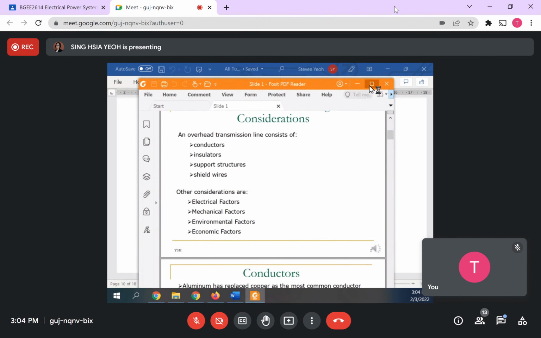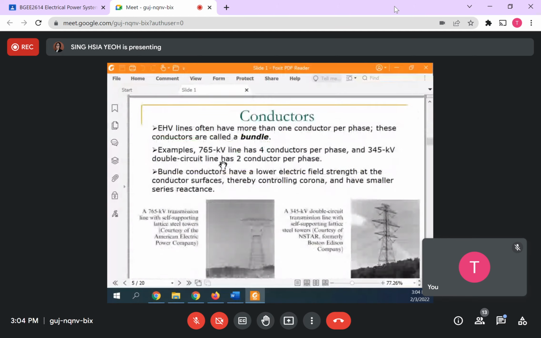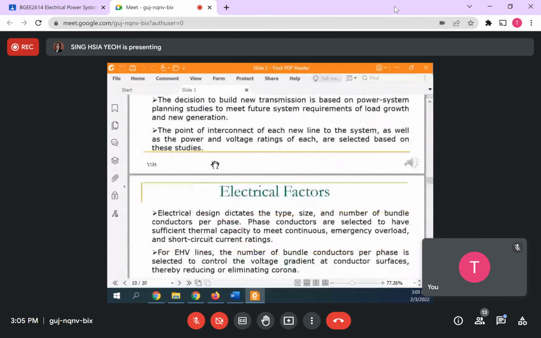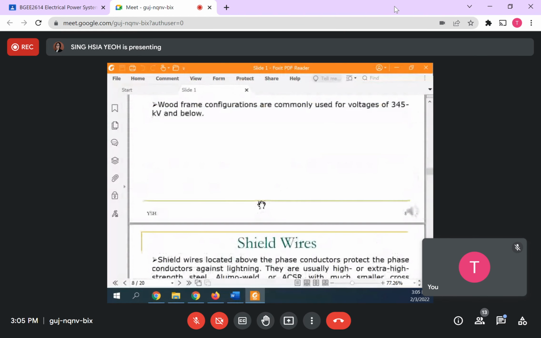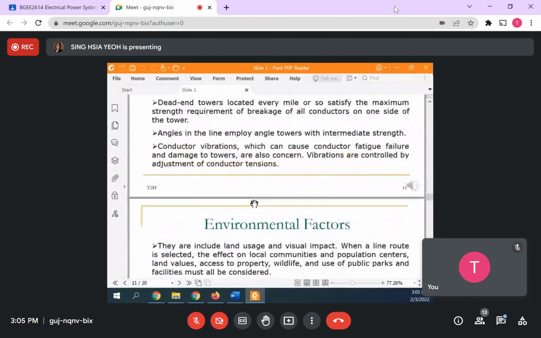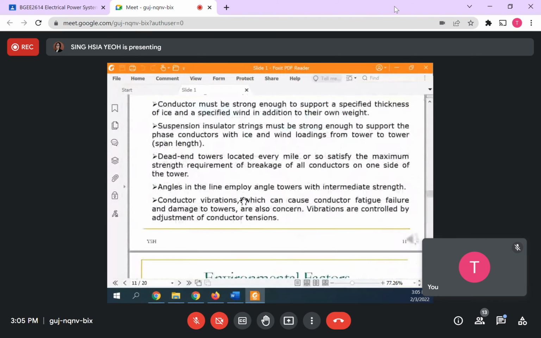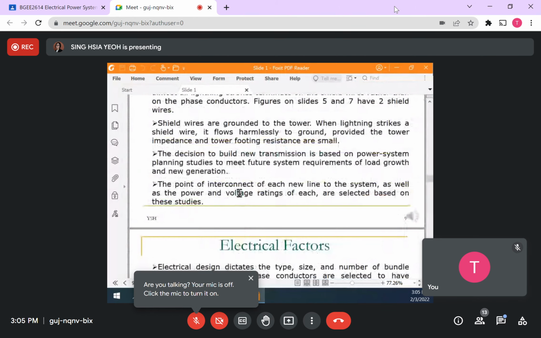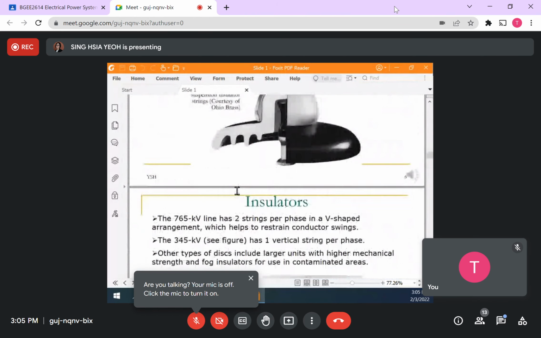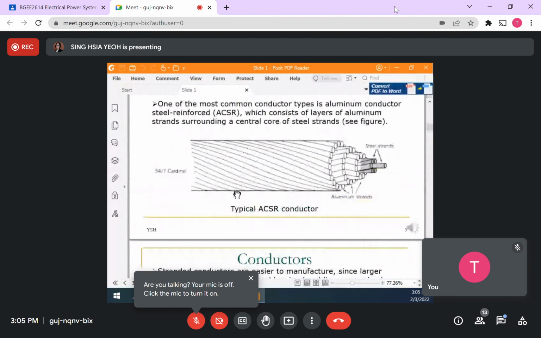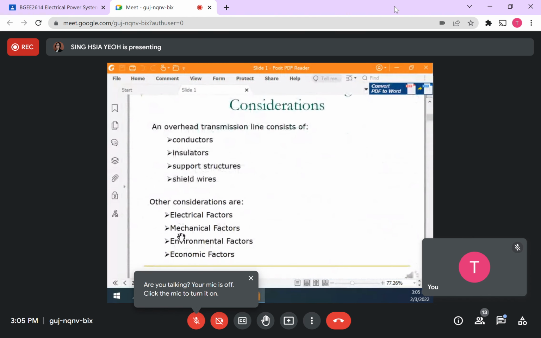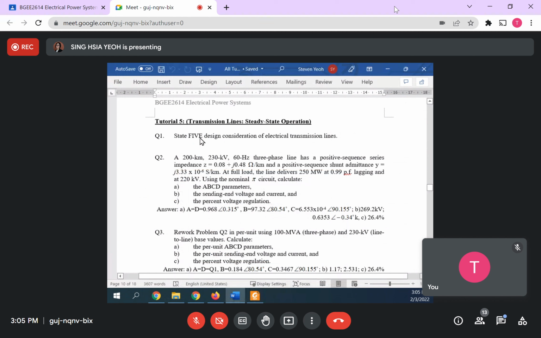Question 1 will be about these electrical factors, mechanical factors, environmental factors, economic factors. Oh, so it should be 4 only, not 5. Consideration: electrical factors, mechanical factors, environmental factors, and economic factors. It should be 4 design considerations.